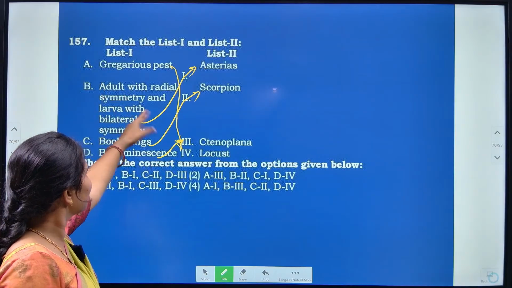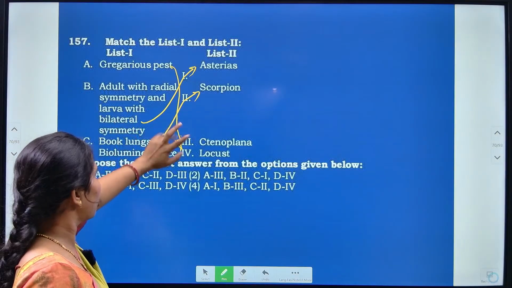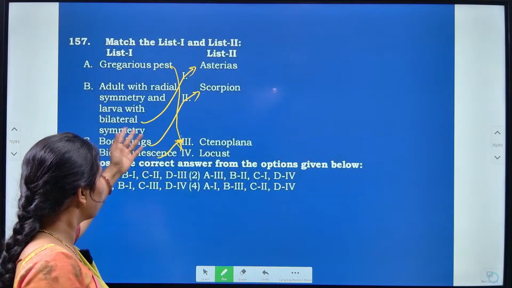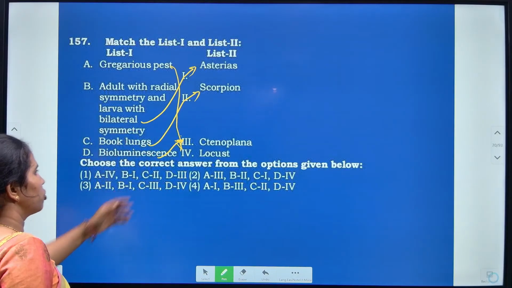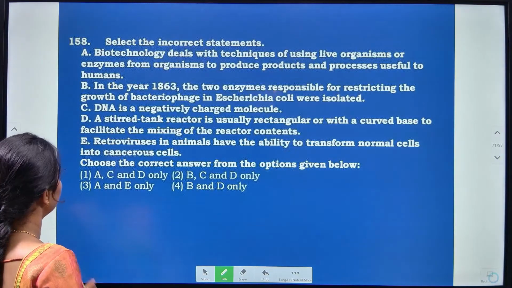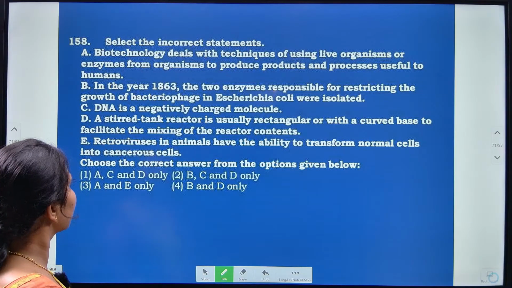Adult with radial symmetry and larva with bilateral symmetry will be Asterias here, and the scorpions are going to respire through the book lungs here. So choose the correct option here. I have matched, and you just go with the options here, right? Right. So here, select the incorrect statement.